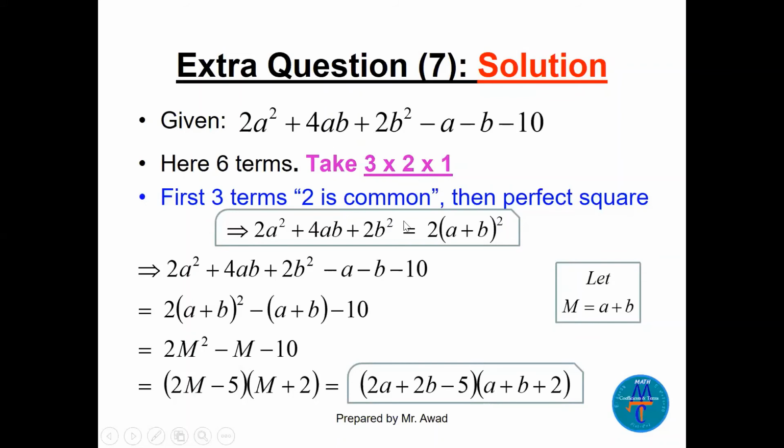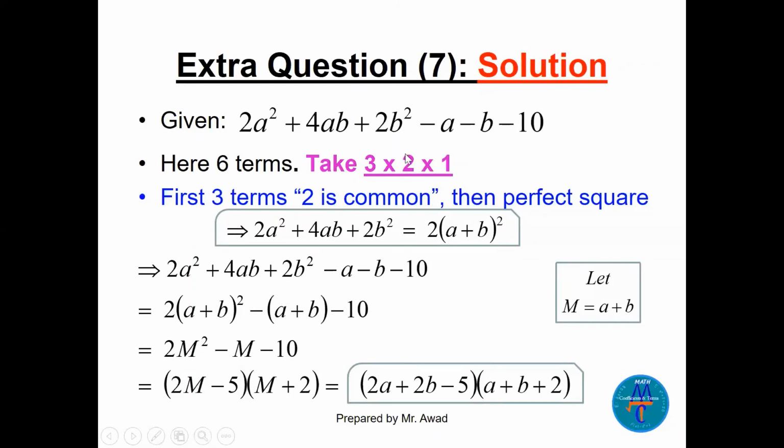If you take the first 3 terms, 2 is common, and then we have a squared plus 2ab plus b squared, which is a formula. After the 2 is common, there is a perfect square. So you can go and see also 3 terms in lecture 11, please. So the first three terms, this is the answer here, 2 times (a plus b) all squared. This is the first part now.